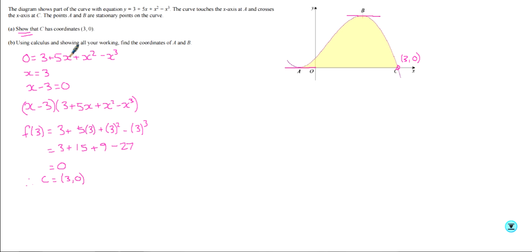So B, using calculus, show the coordinates of A and B. It's going to be quite a lot of work, because we've got 2 points. We've got to work out which one is the maximum, which one is the minimum. But we know that the derivative, the gradient function, is 0. So let's find dy by dx. It's a nice one. It's got no fractions or anything in it. So if we differentiate this, we're going to have 5 plus 2x minus 3x squared. And we can put that equal to 0 because the gradients at those 2 stationary points are 0.